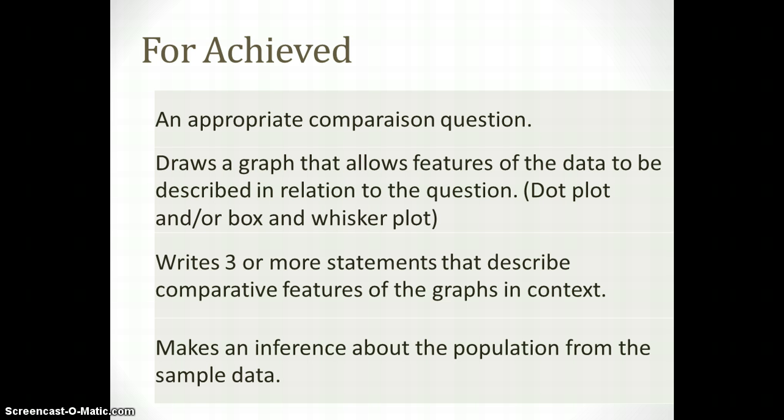Third thing, you have to write 3 or more statements that describe comparative features of the graph in context. And lastly, you have to make what I call an inference, and another word for inference is prediction about the population from the sample data. I'm going to talk about each of these aspects in a bit more depth now.